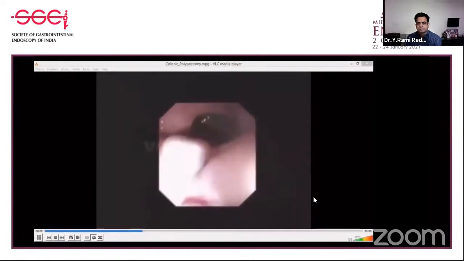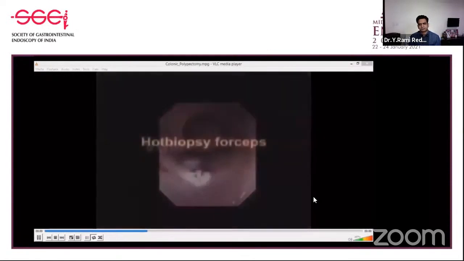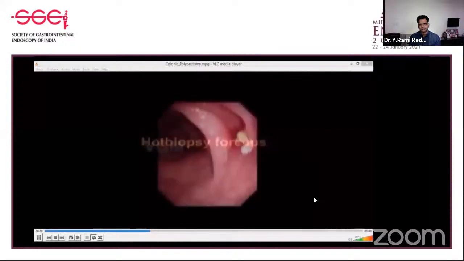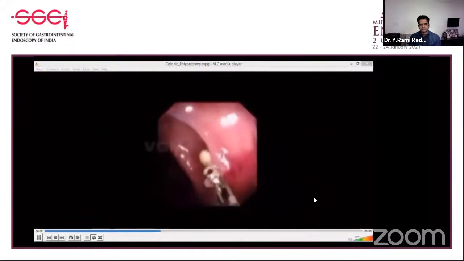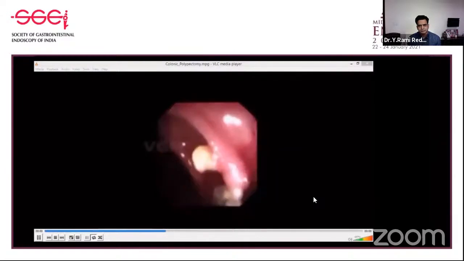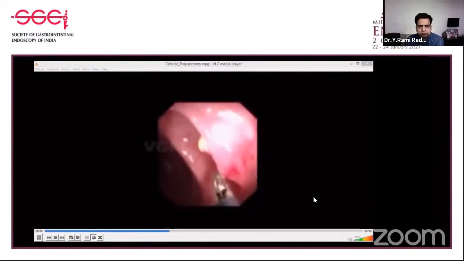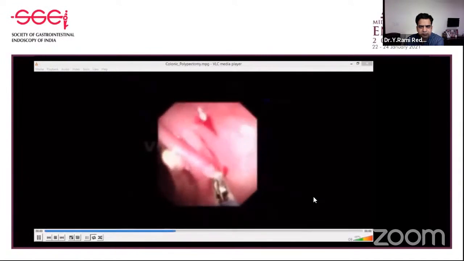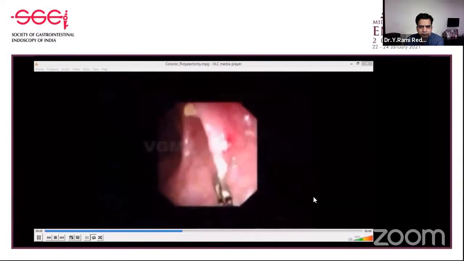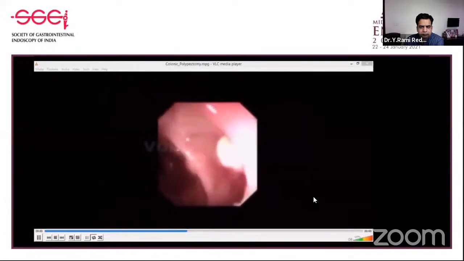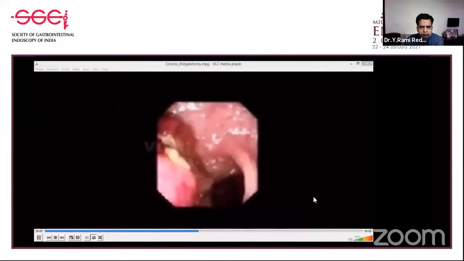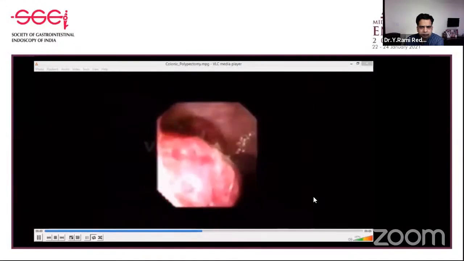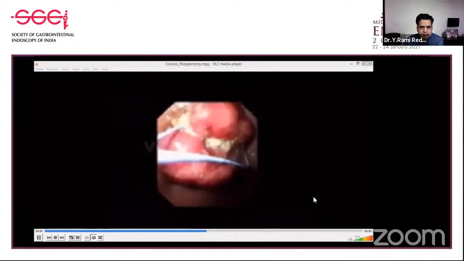And garlanding the polyps, bringing the polyp into the 6 o'clock position is definitely going to be useful. Hot biopsy forceps, we use for tiny polyps, and the base has to be cooked to destroy any tissue there. And always when you do the polypectomy, it is good to garland the polyp and bring it to the center of the field, away from the mucosa, to avoid any injury to either end of the mucosa.